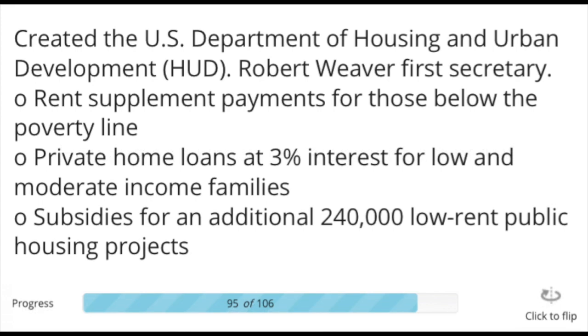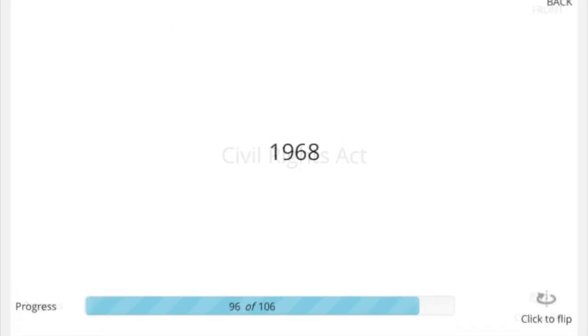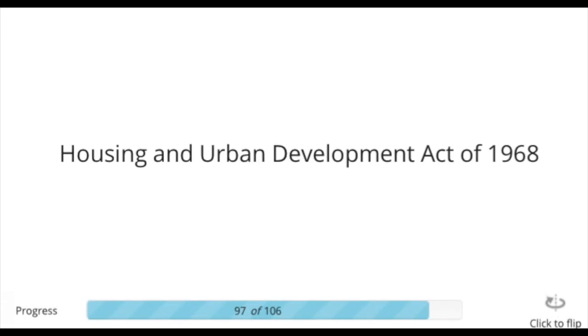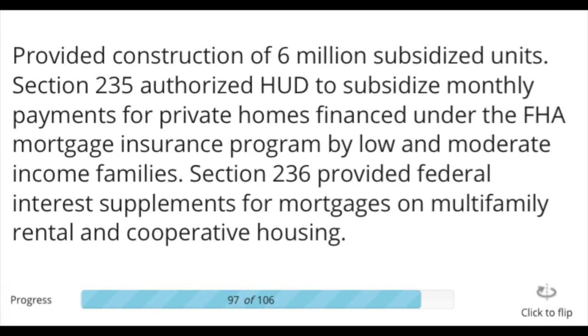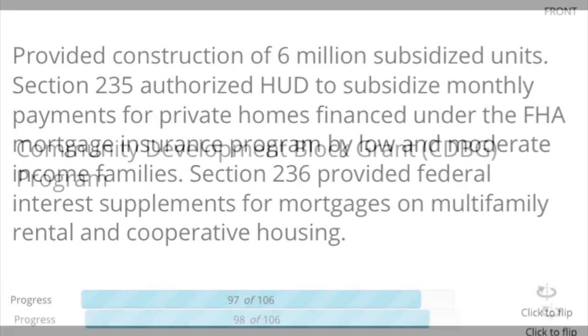The Housing and Urban Development Act of 1965, or HUD, was aimed at providing rent supplement payments for those below the poverty line, private home loans at 3%, and subsidies for an additional 240,000 low-rent public housing projects. The Civil Rights Act was in 1968, and the Housing and Urban Development Act of 1968 provided construction of 6 million subsidized units. Section 235 authorized HUD to subsidize monthly payments for private homes financed under the FHA mortgage insurance program.